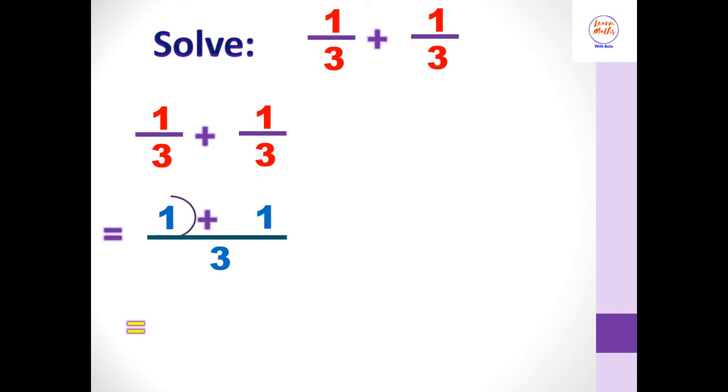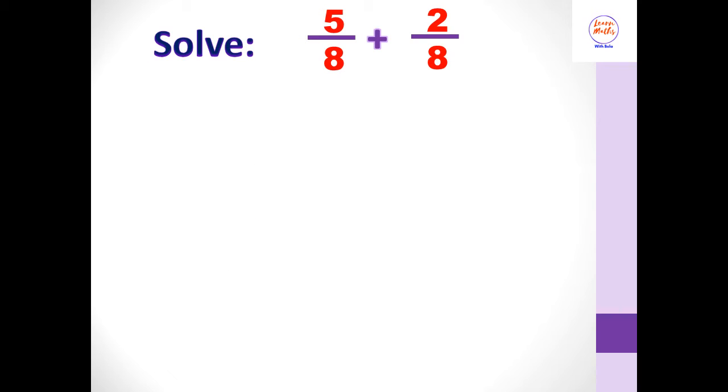So we have 1 plus 1, so that's how I got 2, which will give us 2 divided by 3. So that is our answer. It's basically just saying 1 plus 1 is equal to 2, then divided by 3, which is one of the denominators. So very straightforward and easy.